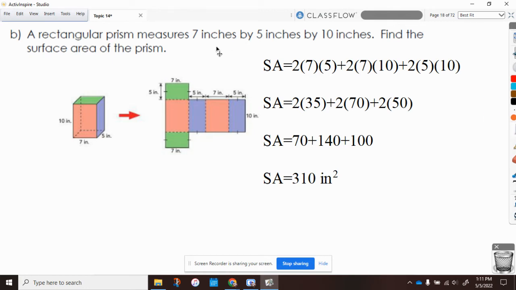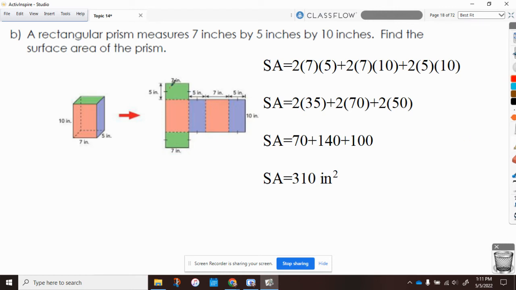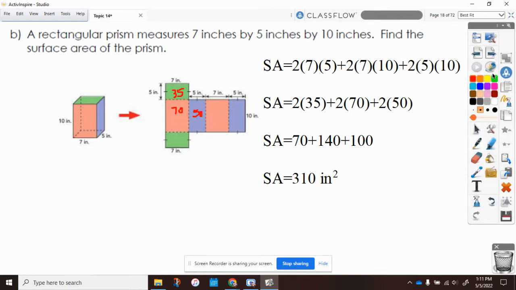Problem B, if you plug in your length, width, and height into the formula, this is how it turns out. 2 times 35, 2 times 70, 2 times 50. Okay, guess what, y'all? If you were finding the area of these rectangles, this one would be 35. This one would be 70. And this one would be 50. And look at it. You've got 2 35s, you've got 2 70s, and you've got 2 50s. Okay, just like the formula says.